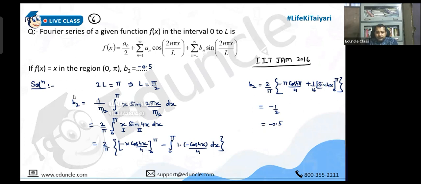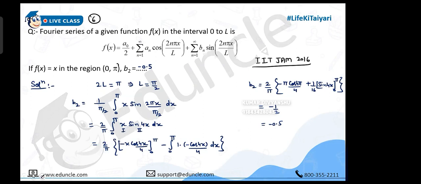Please check everyone. Because usually this is 2L, so 2L is equal to pi, so L is pi by 2, and then I have used the formula. Clear? Yes, sir.